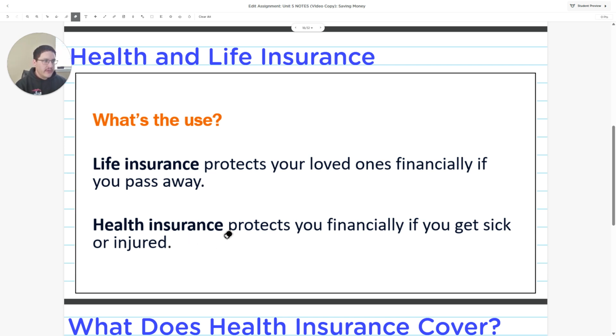Now, health insurance is for ongoing things to help you pay for those medical expenses. Protects you financially if you get sick or injured. So something as small as the flu to something as serious as surgery or other treatments that involve cancer or other illnesses that you may have. Health insurance is to help you financially with affording those things if they end up occurring.